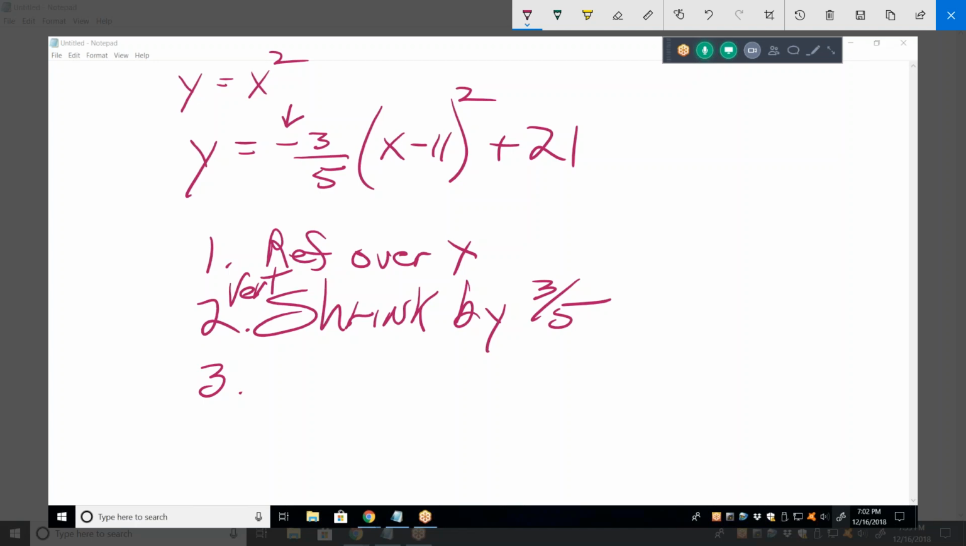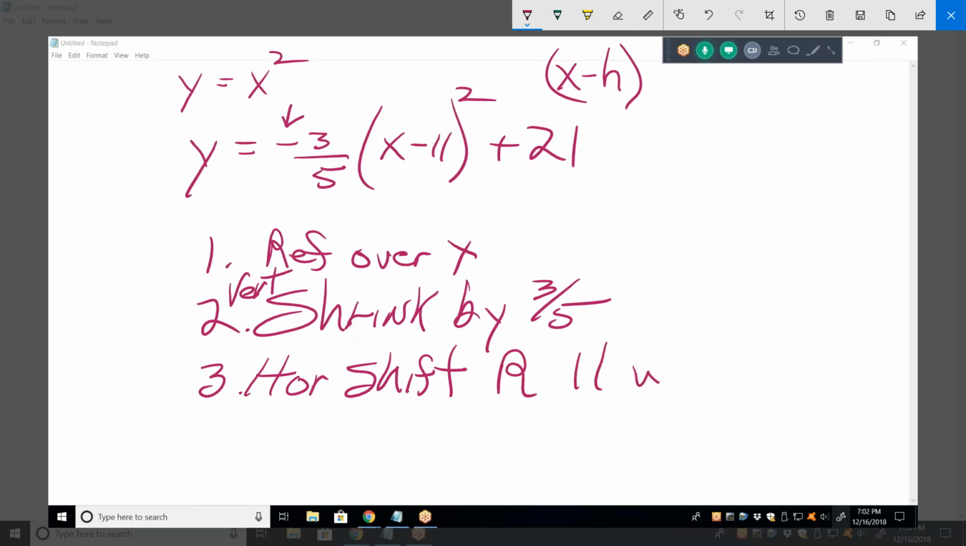And the standard is x minus h. So what is h in this case? So h is negative 11. Or, yeah, h is 11. It's not negative 11. It's 11. And a positive number means it's a shift to the right. So it's a horizontal shift right by 11 units.